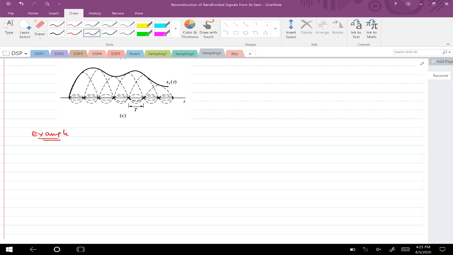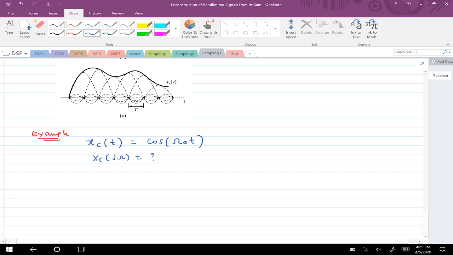Let's consider a simple sinusoidal signal. Assume that your xc of t, which you may remember is at the very beginning of your block diagram, is equal to cos of omega naught t. What is the CTFT of this? As a first step, let's find out xc of j omega. You can pause and try it yourself if you want. How do you compute that?